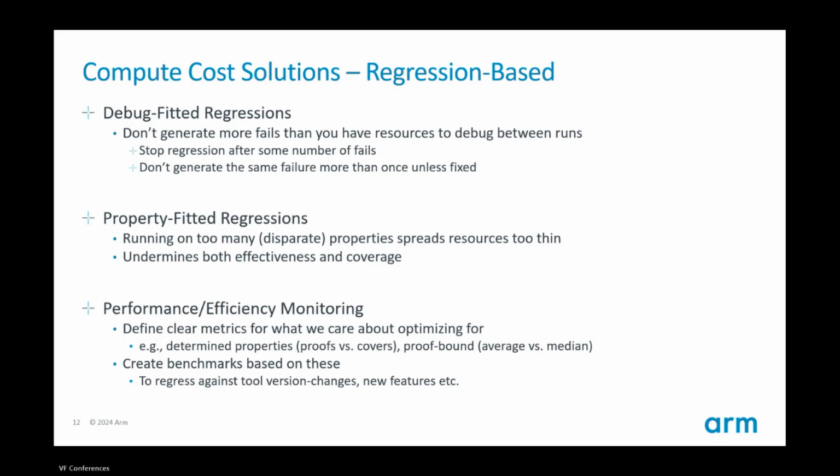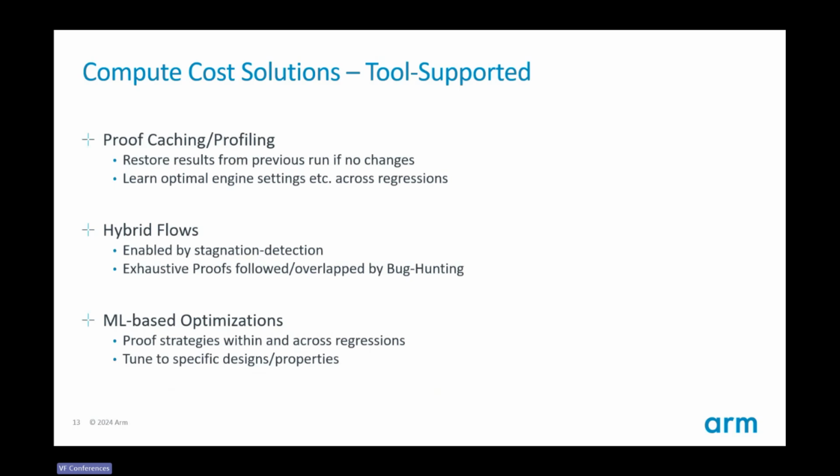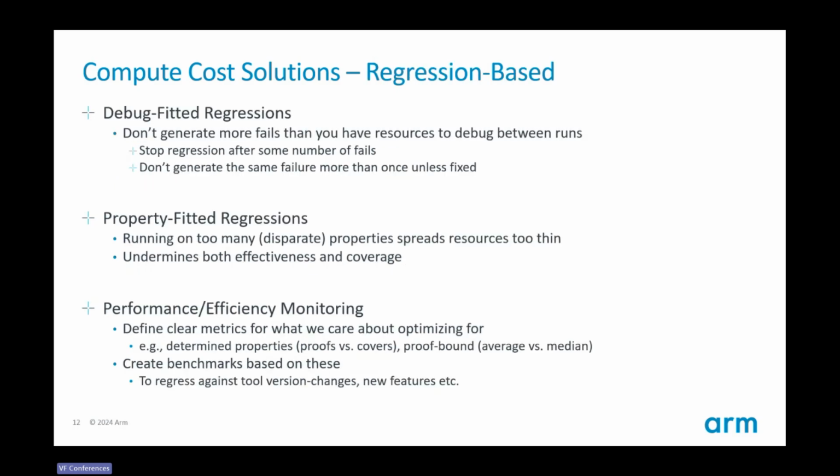So the idea is to find the right-sized regression. And thirdly, also developing some clear metrics for what we care about in terms of what we want to optimize for a given run. And the answer may vary from run to run. So again, the next step was to create benchmarks based off of these metrics, so that anytime there's a new tool feature, et cetera, we can regress against it.